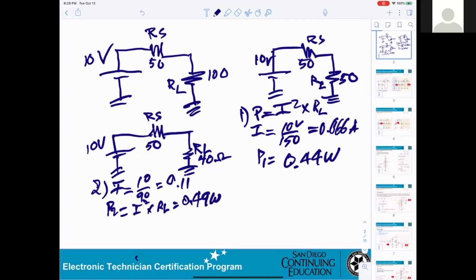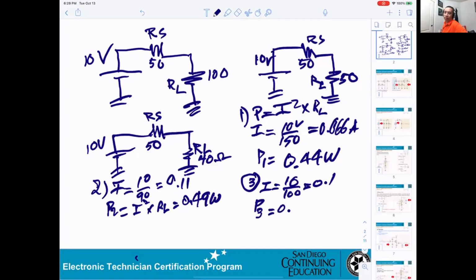Okay, last one, number 3. I equals 10 divided by 100. 0.1, right? Yes. What is P3? 0.5. 0.5 watt.